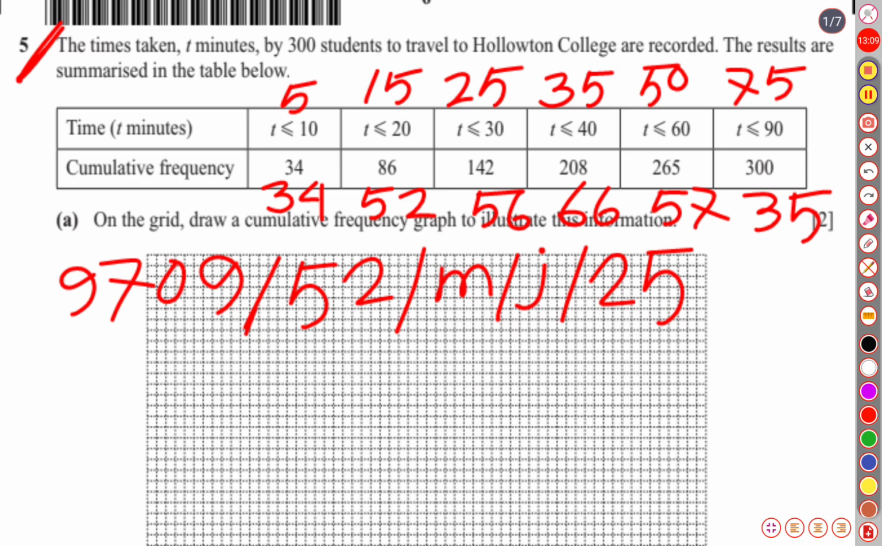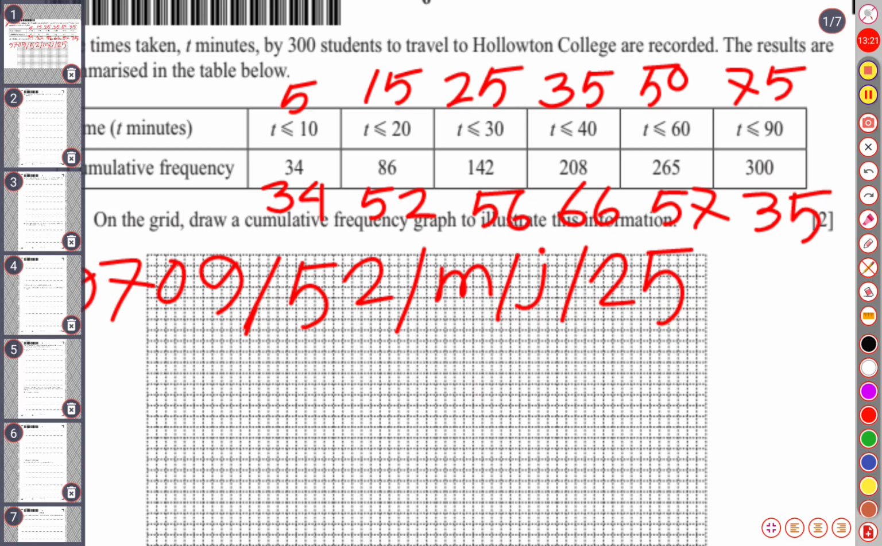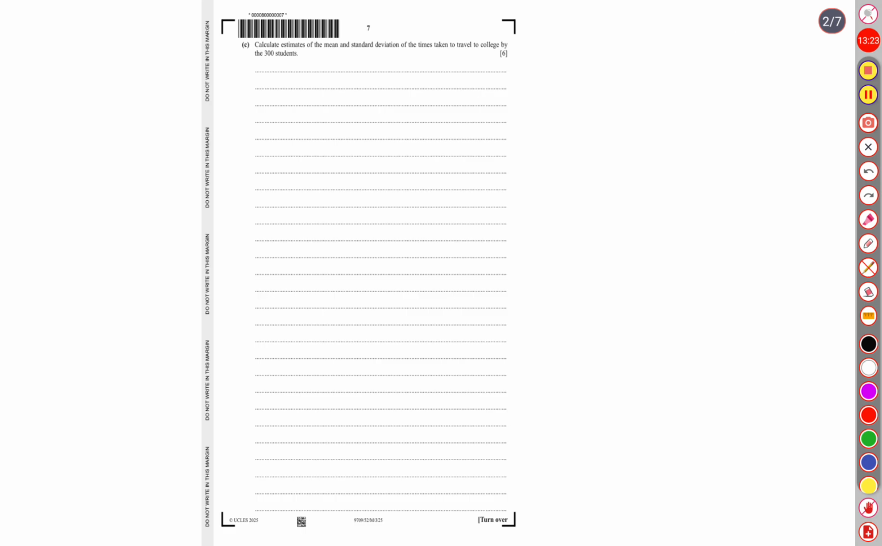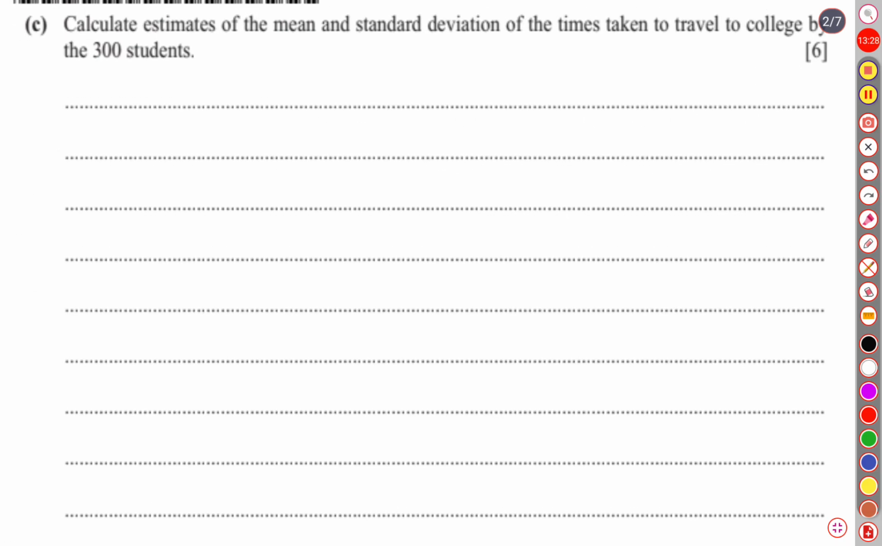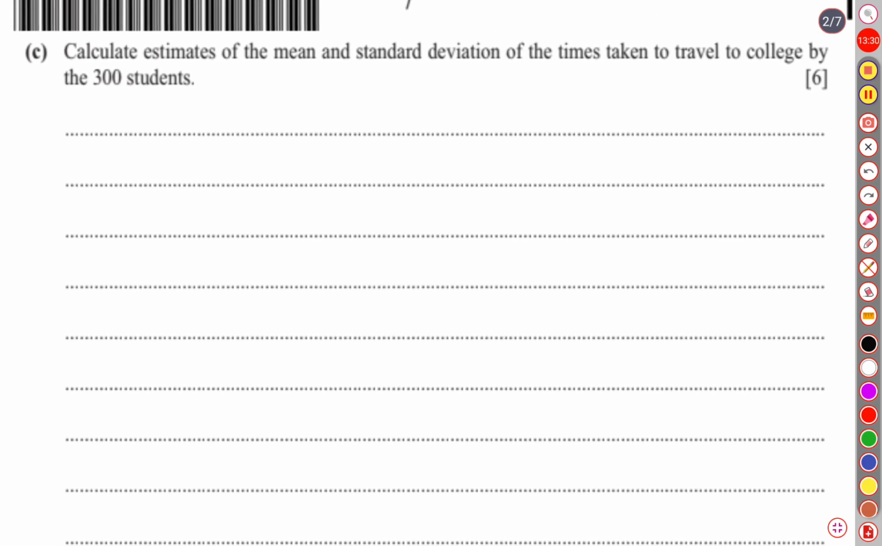Now question A is about frequency graphs, so we are not going to solve that one. We are going to find our mean. So let's see which question is talking about mean. Question C says, calculate estimates of the mean and standard deviation of the times taken to travel to college by 300 students. We have already found the points, so first let us write the midpoints.